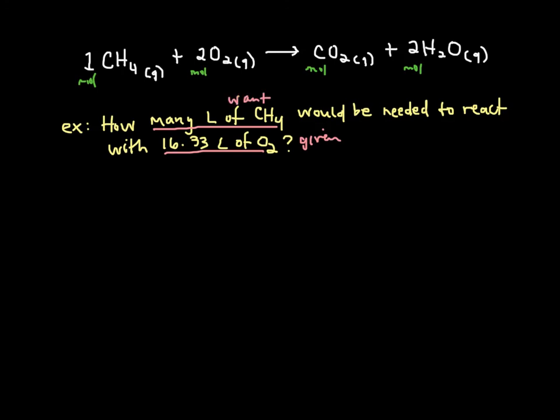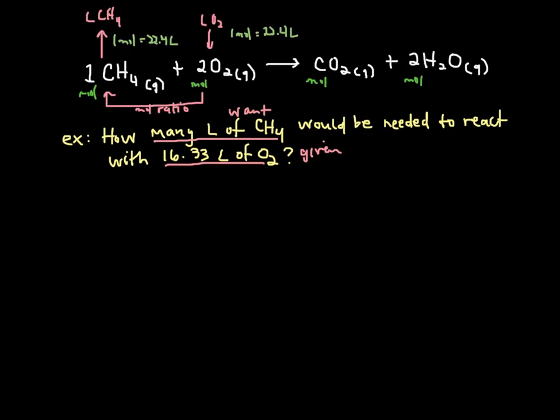We are going to go from liters of O2 to moles using this relationship that a mole is equal to 22.4 liters for a gas, and then moles of O2 to moles of CH4 using the mole ratio between those two in this equation, and then of course moles of CH4 to liters of CH4 using again the relationship that a mole of any gas is 22.4 liters. So why don't you pause and see if you can set this up and get an answer, and then unpause and see if you get the right answer.